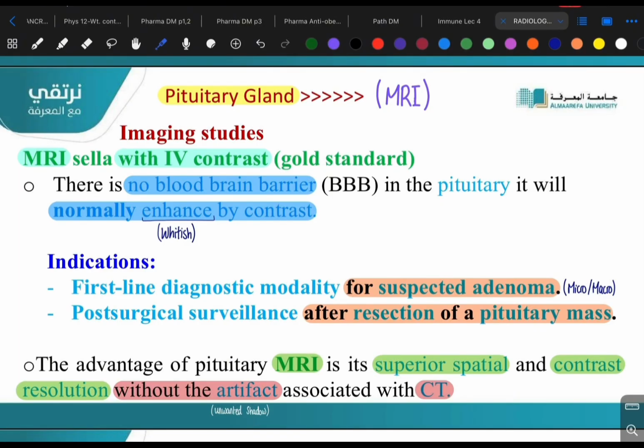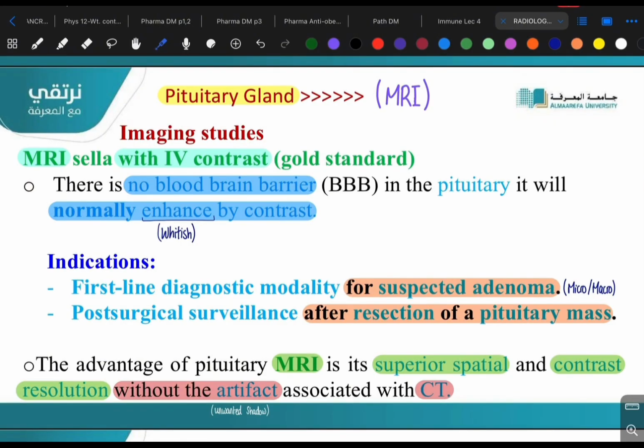يعني لما we add contrast, when we are using MRI, we add contrast to the pituitary gland, it appears white or whitish, okay? ليش؟ لأنه it has no blood-brain barrier, okay? So when is it used? When do we use an MRI for the pituitary gland? We use it usually for suspected adenoma, either microadenoma or macroadenoma, or post-surgical surveillance. That means after resection of a pituitary mass, يعني after removal of the pituitary mass, after surgery, يعني بعد العملية, we use an MRI to make sure إنه there is no more of the mass left or ما في بقايا من الماس.